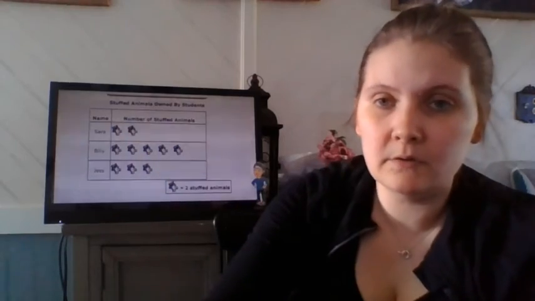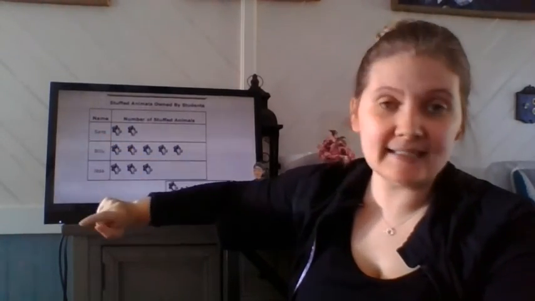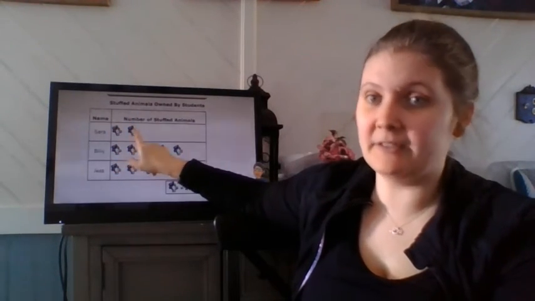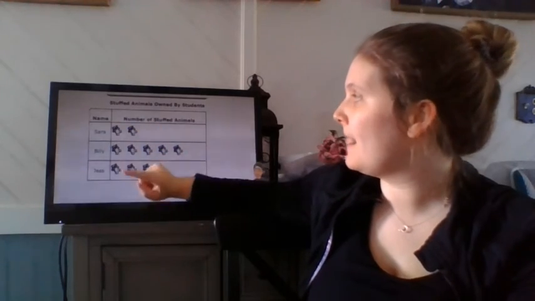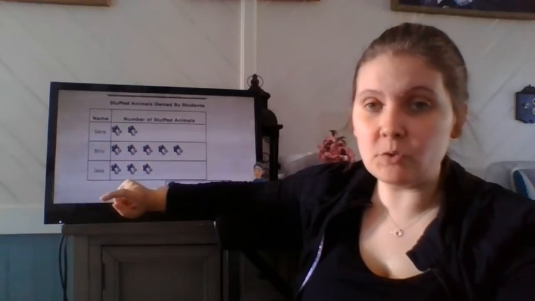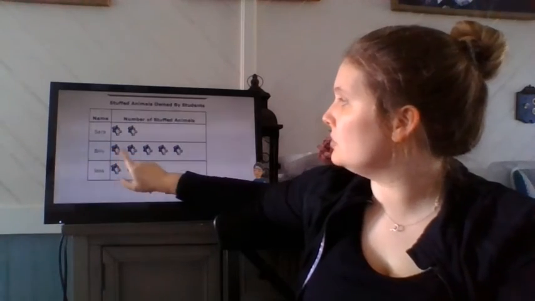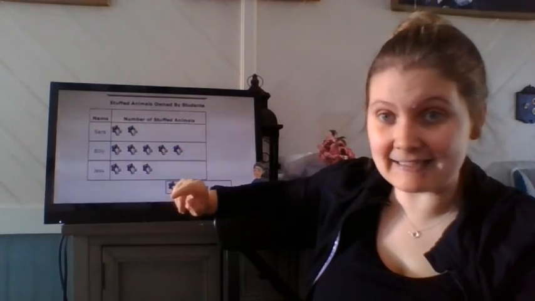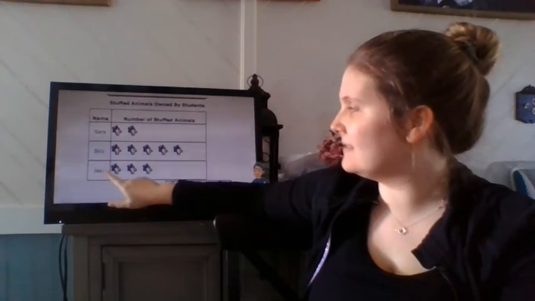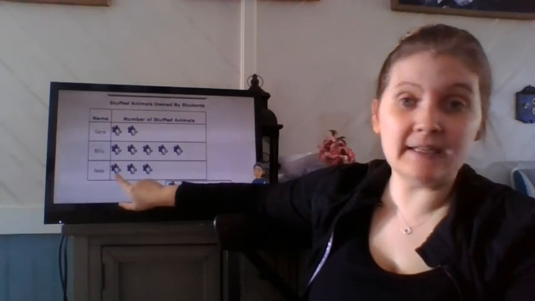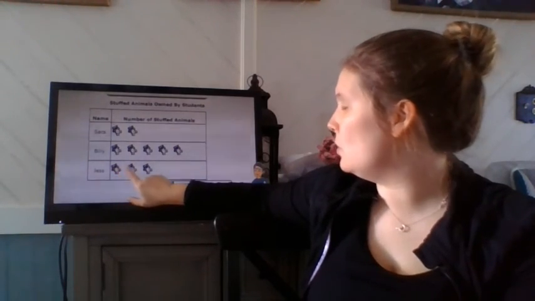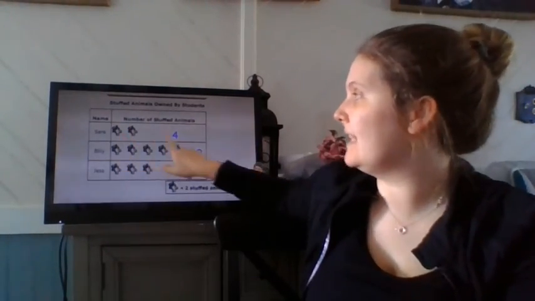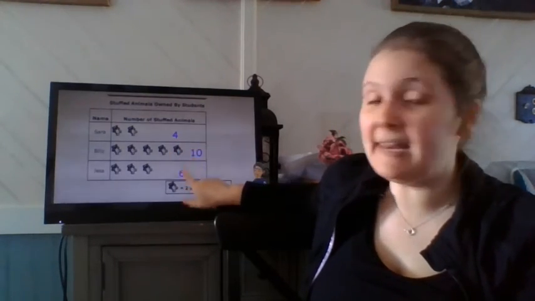So let's skip count. How many does Sarah have? Let's count together. 2, 4. Very good. So I'm going to write my total right there, 4. How about Billy? Let's skip count by 2s to count Billy's stuffed animals. 2, 4, 6, 8, 10. Billy has 10 stuffed animals. And finally, Jess. Let's skip count by 2s to count the number of stuffed animals Jess has. 2, 4, 6. All right, so here are my totals. Sarah has 4, Billy has 10, and Jess has 6.